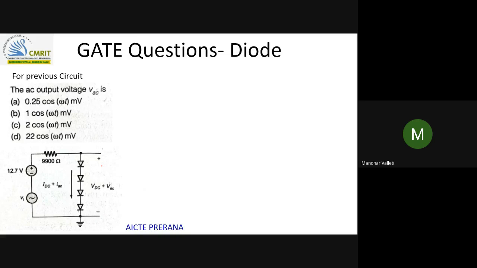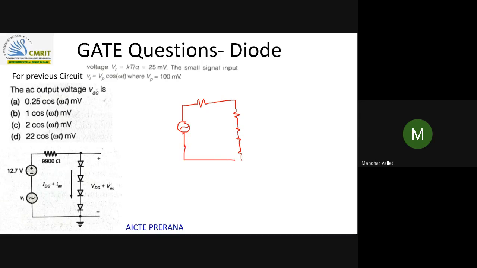Moving on. The same problem, if it is asked to find the AC output voltage. Previously IDC was asked, now it is asking the AC output voltage. If you want to find the AC output voltage, you need to replace each diode with the AC resistance, that is RD. So when you are doing AC analysis, you will have only AC. So how much is the dynamic resistance RD of each diode? 25 millivolts divided by ID. ID you got as 1 milliampere. RD you will get 25 ohm.